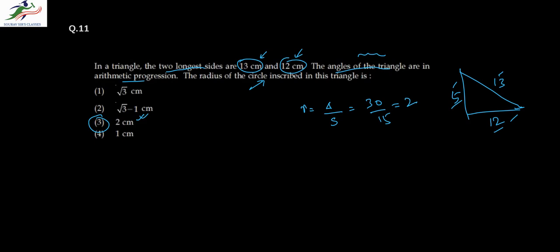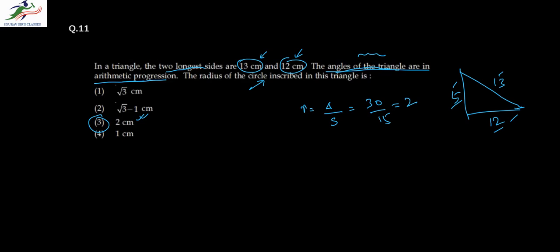Now you can argue by asking that, how did I know that it would be a right angle triangle with the dimensions 5, 12 and 13. Now look at the condition that is given. The angles of the triangle are in arithmetic progression. Now we know that the sum of the angles of a triangle is 180 degrees.